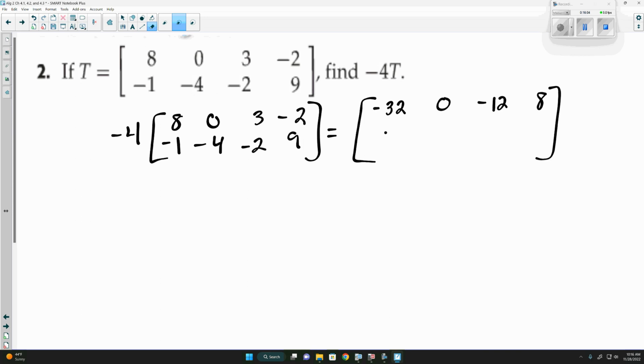Then negative 4 times 1 is going to be 4. Negative 4 times negative 4 is 16. Negative 4 times negative 2 is 8. And negative 4 times 9 is negative 36. That's it. We're just multiplying each of the elements by negative 4.